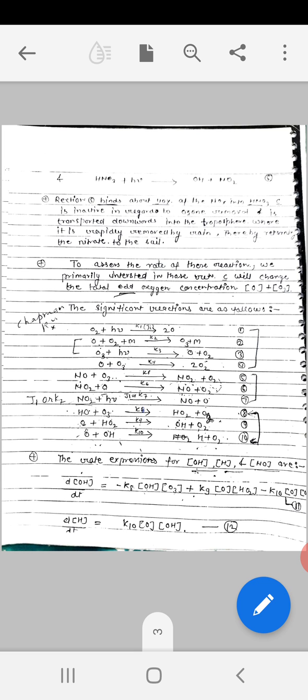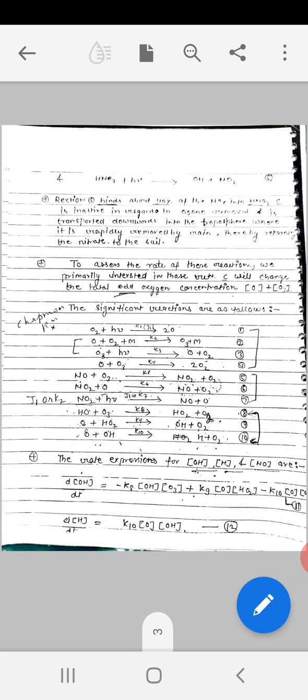Next, NO reacts with O3 with rate constant K5 and is converted into NO2 plus oxygen. In the sixth reaction, NO2 reacts with odd oxygen atom and with rate constant K6 is converted into NO plus O2. In the next reaction, NO2 which is formed absorbs one quantum of radiation with rate constant J2 or K7 and is converted into NO plus O. These reactions 5, 6, 7 are NO2 reactions.